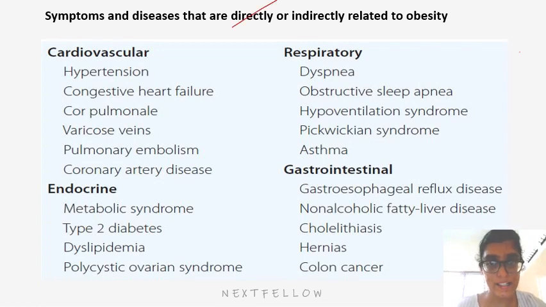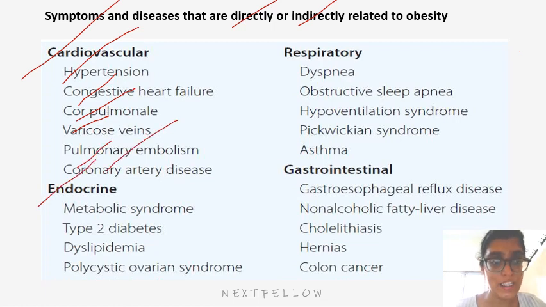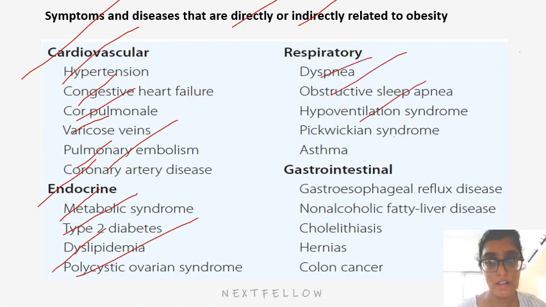Symptoms and diseases that are directly or indirectly related to obesity: cardiovascular, that is hypertension, congestive heart failure, cor pulmonale, varicose veins, pulmonary embolism and coronary artery disease; endocrine are metabolic syndrome, type 2 diabetes, dyslipidemia, and polycystic ovarian syndrome. Respiratory include dyspnea, OSA, hypoventilation syndrome, Pickwickian syndrome, and asthma. GIT include GERD, non-alcoholic fatty liver disease, cholelithiasis, hernias, and colon cancer.